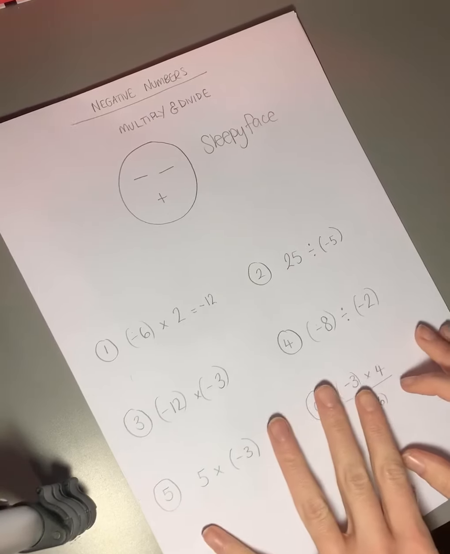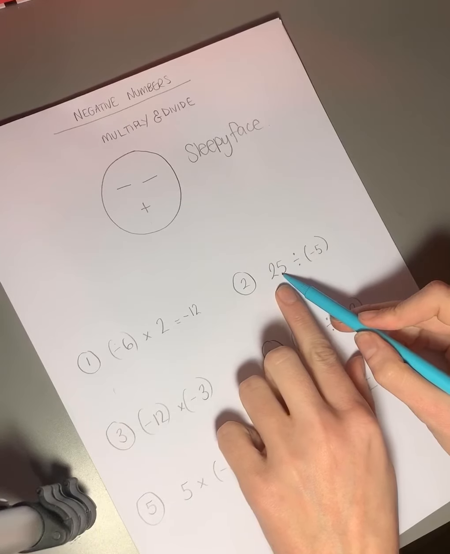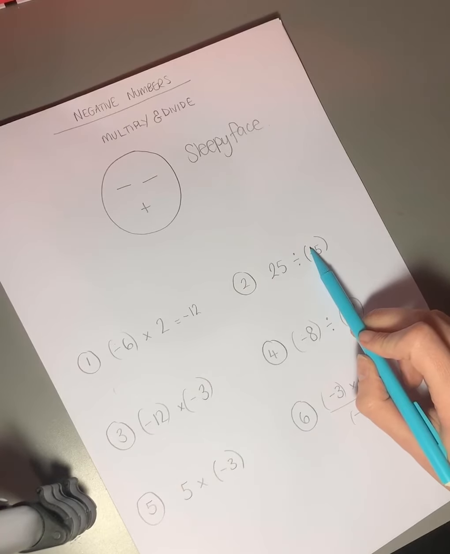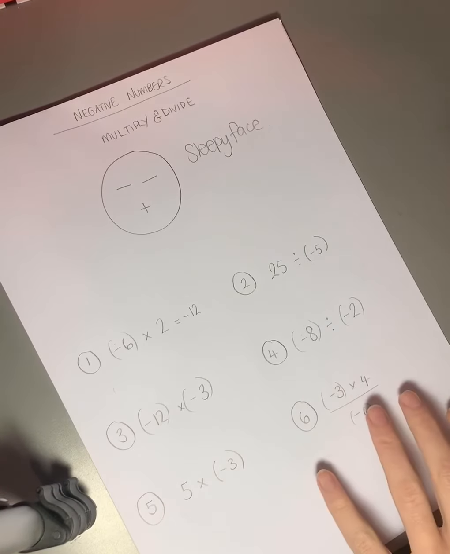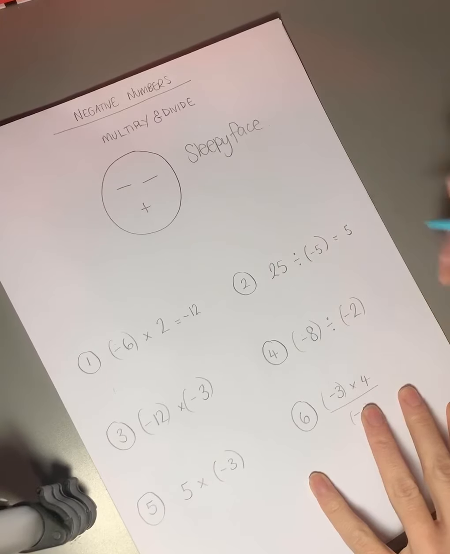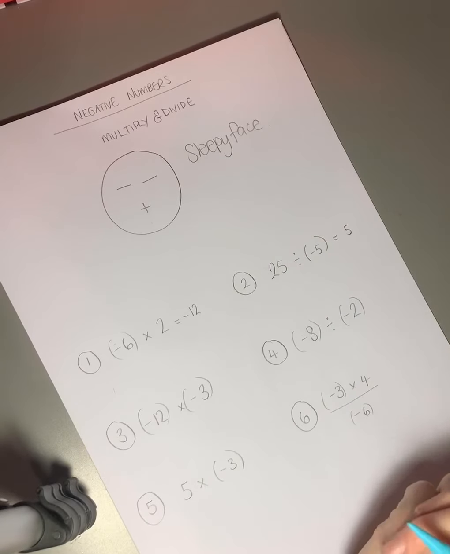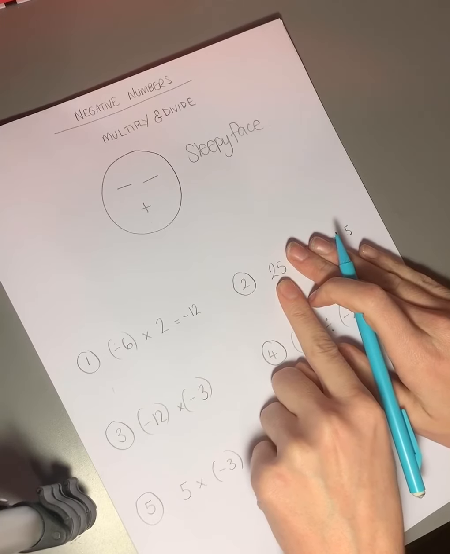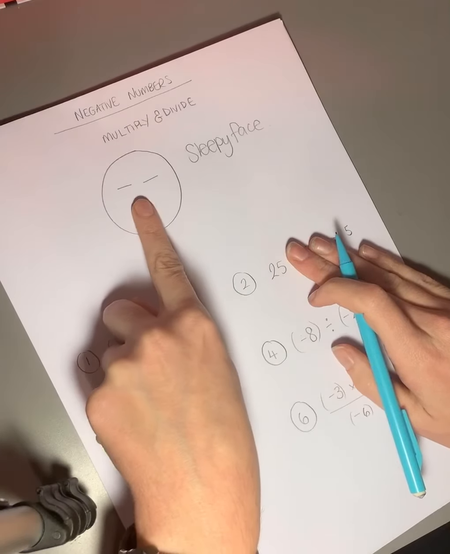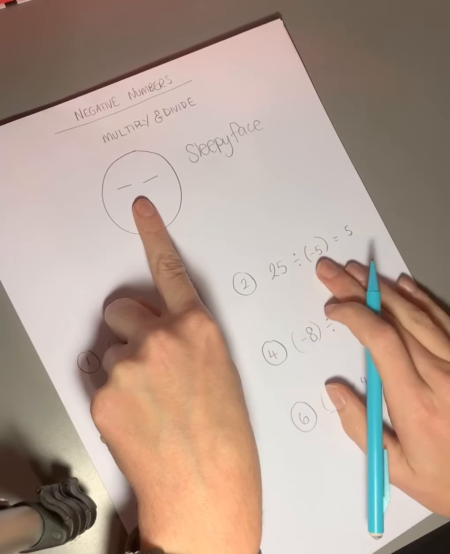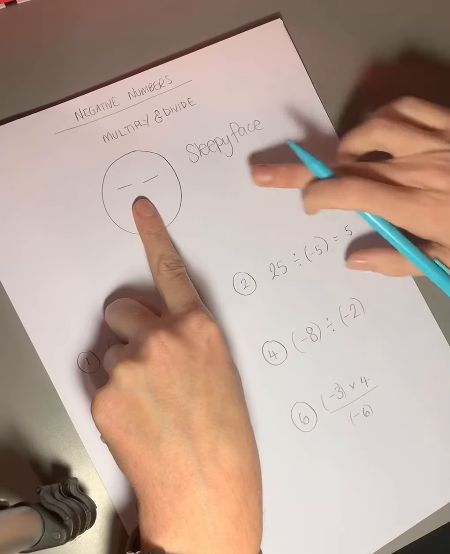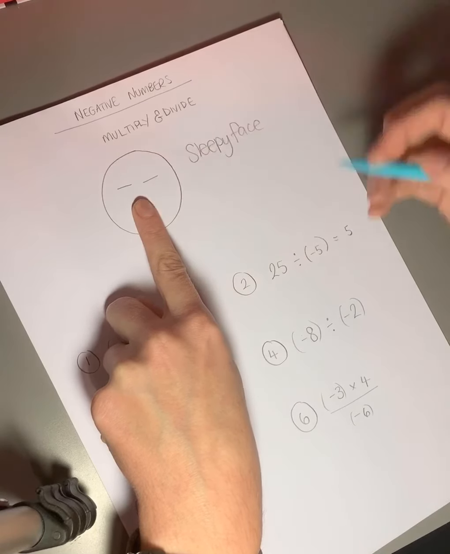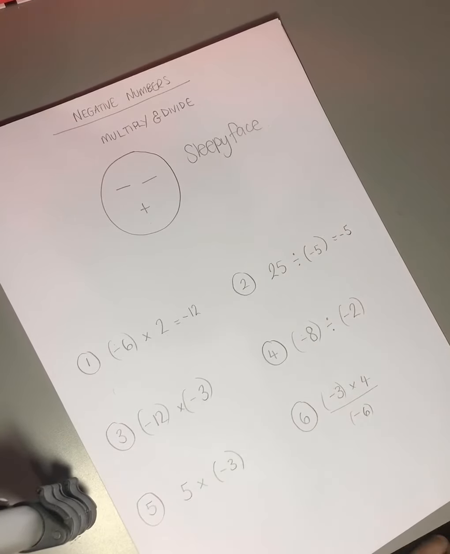Alright. If I've got 25 divided by -5, don't worry about that negative and just think, right, what's 25 divided by 5? So that's 5. Again, go back to the sleepy face. So 25 is a positive number because there's not a negative in front of it. So we can cover that up. 5 is a negative because it's got a negative sign in it. We cover that up. And again, I'm left with a negative sign left over. So my answer here is -5.